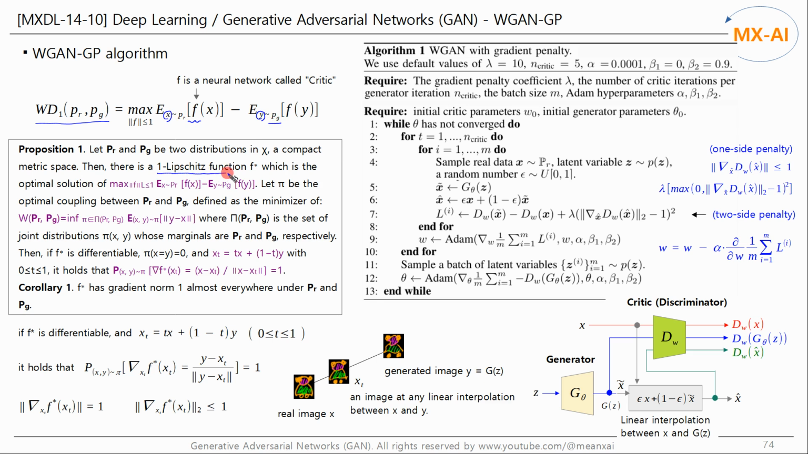There's a one-Lipschitz function f star, which is the optimal solution of the critic. If f star is differentiable and xt is as follows, then the following equation holds. xt is an image at any linear interpolation between the real image x and the generated image y. The expression in square brackets tells us that the gradient norm of f star with respect to xt is 1.